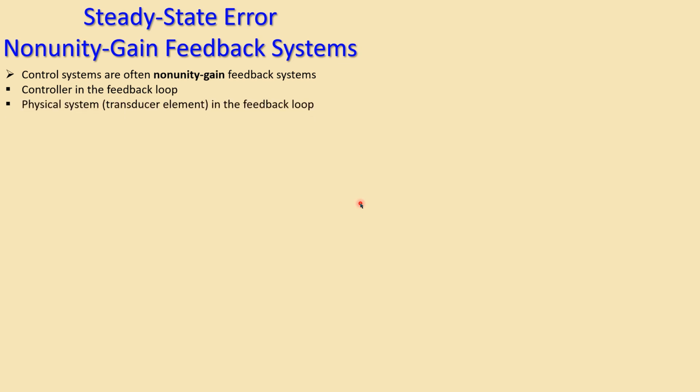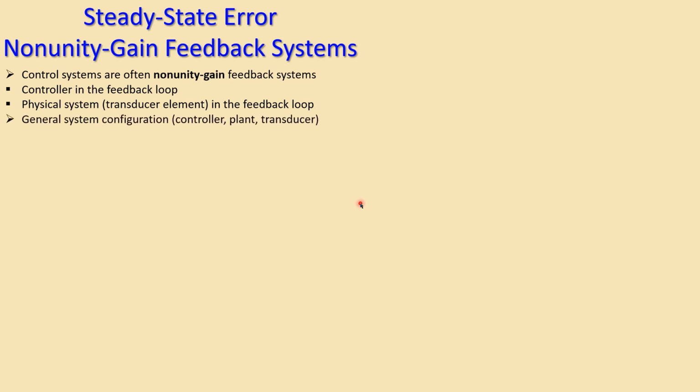Okay, let's now also look at the steady state error for non-unity gain feedback configurations, because control systems often have that. It's not only just a wire from the output to the summation point of the configuration; a controller in the feedback loop can also be there. So there can be a controller in the feedback loop, and there's also some physical system, let's say a transducer element, a sensor, in the feedback loop. So this is a much more practical situation.